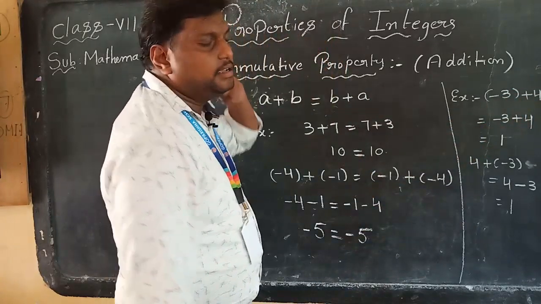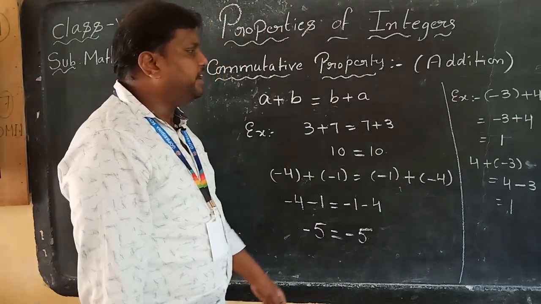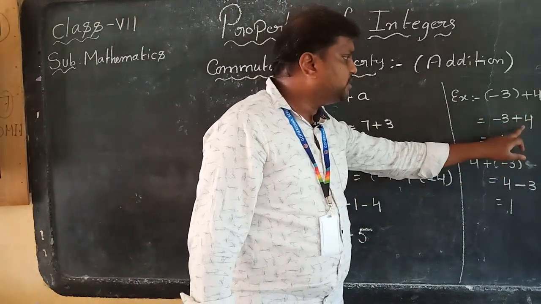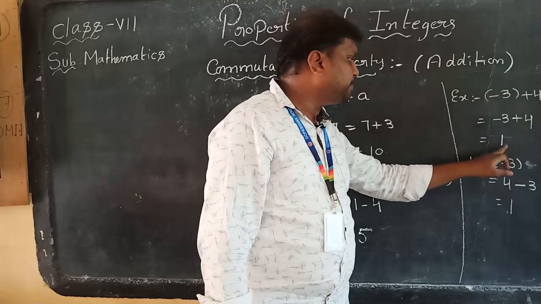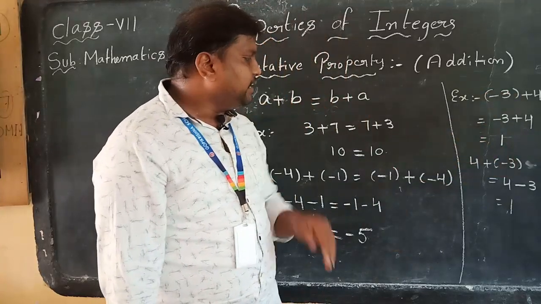4 and minus 3. See, the two are different symbols. That's why we applied the subtraction operation. And 4 is the highest value. The higher value symbol is plus. That's why the answer also we are getting is plus.